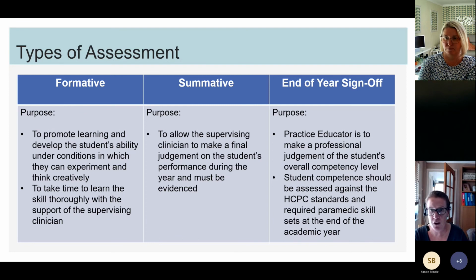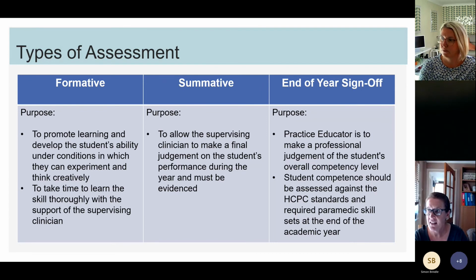Where we'd expect to see more formative assessments would be something like cannulation or using an eye gel and some of the other new skills that they've learned since being on the paramedic course. But for something like doing an ECG or taking a set of basic observations, they could evidence that once formatively and then have a summative sign off, because that's seen. And that can be done, as I said, by any supervising clinician.